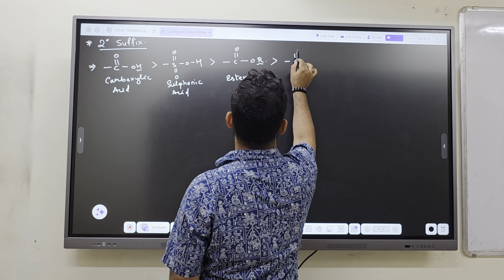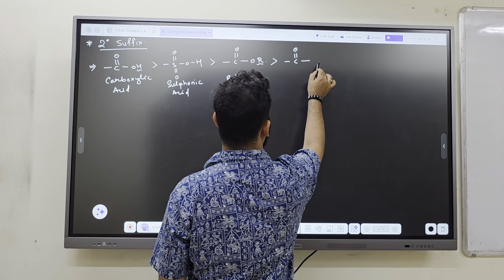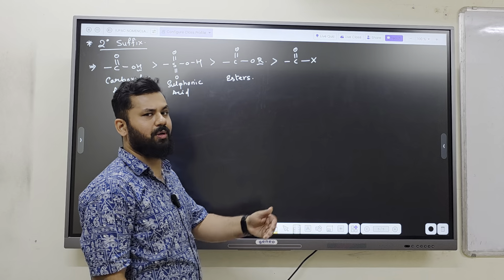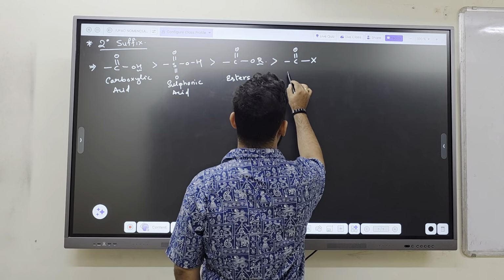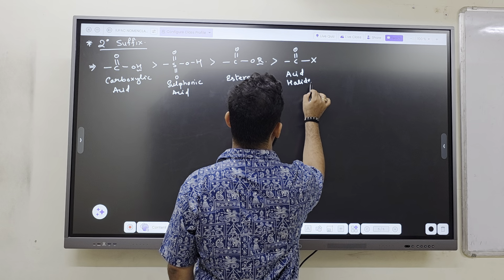Then we have, in this case I will replace OH with Cl, Br, any halogen. X is what? X is a halogen. It could be chlorine, bromine, iodine, like that. They are called acid halides.